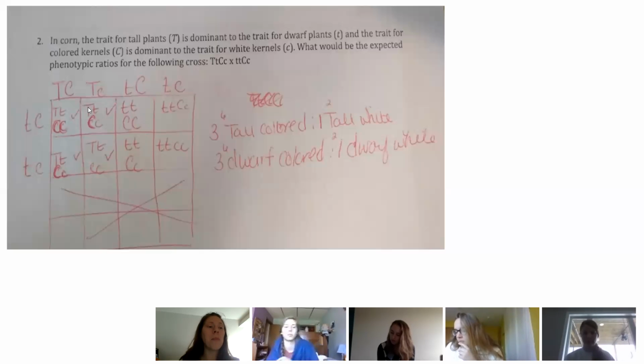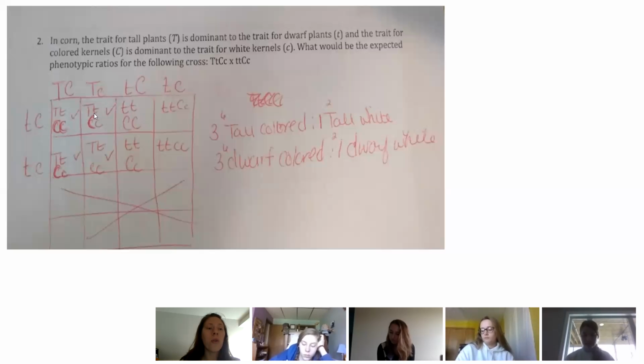So then I put my combinations together. I always write my T's together and my C's together, and went through and filled in the boxes. But the catch is, it's asking me for the phenotype ratios. It doesn't want me to give the genes. So I have to ask myself, what is this plant going to look like? Okay, so it's going to be tall, it's got a capital T, and it's going to have colored kernels.